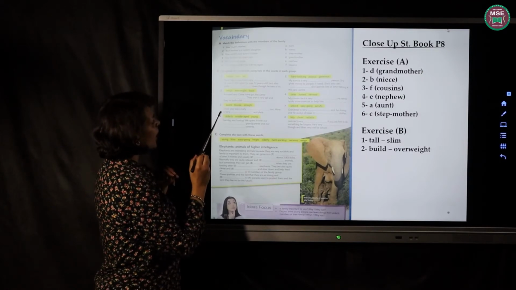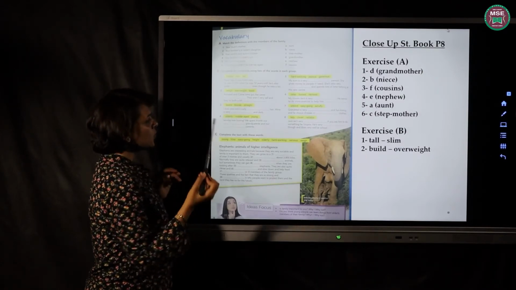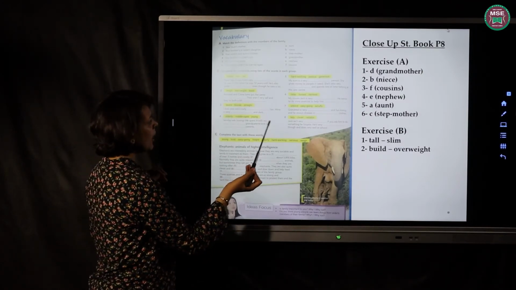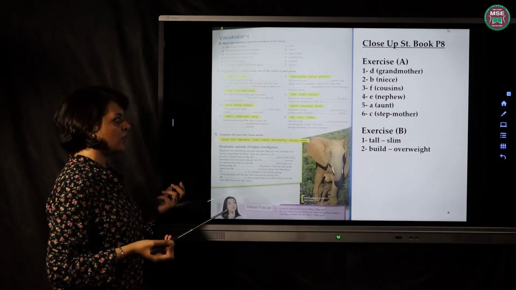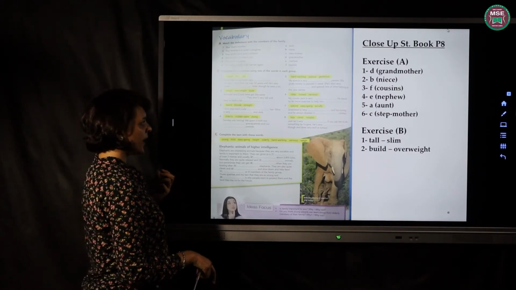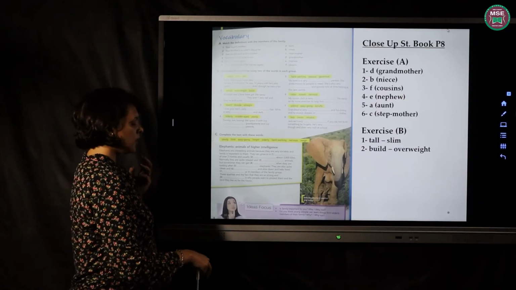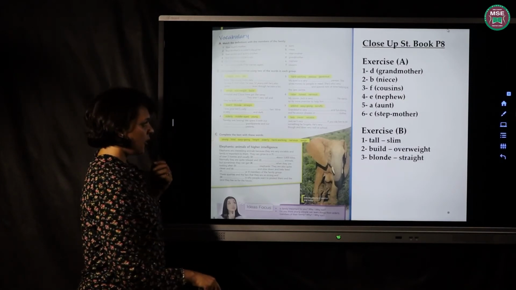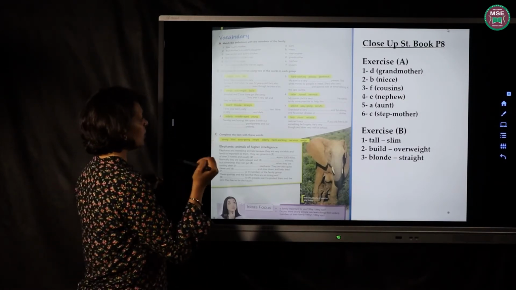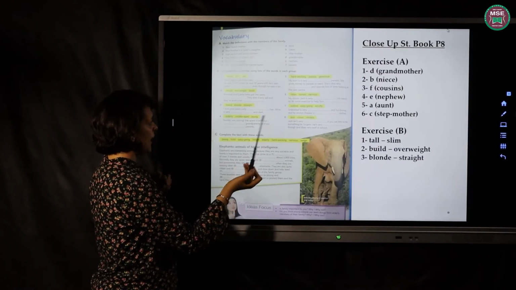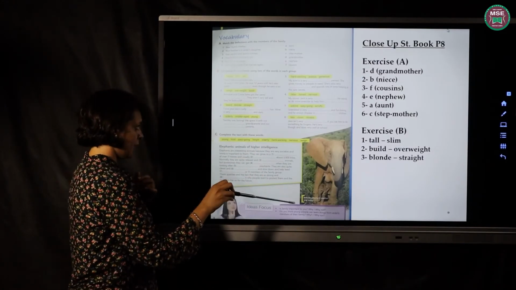Three, I love your son's curly what? Hair. Mine is very what and dark. Let's think. We have beard, blonde, straight. Okay, blonde, of course. Blonde, curly hair, and mine is straight and dark.